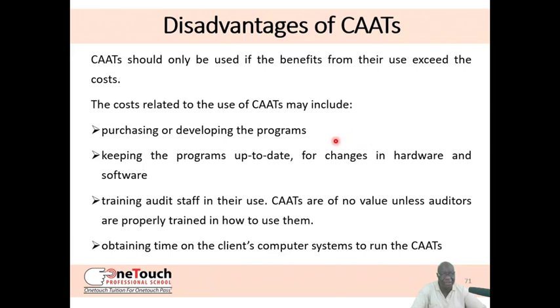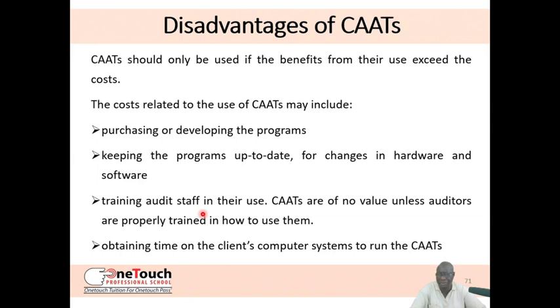The costs related to the use of CAT may include purchasing or developing the program. So if you want to use a CAT or software, you can purchase it off the shelf, or you develop the program yourself, or you engage a programmer to develop it for you. Then keeping the program up to date for changes in hardware and software is also another cost. Then training audit staff in their use. We don't just buy the edition without training the staff.